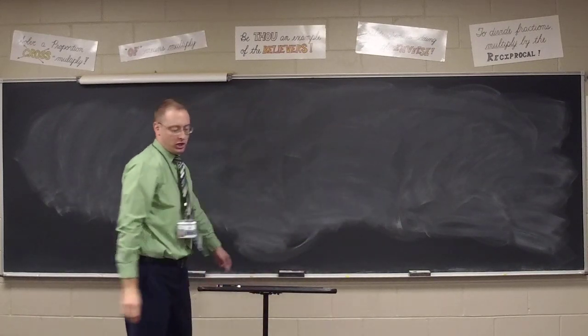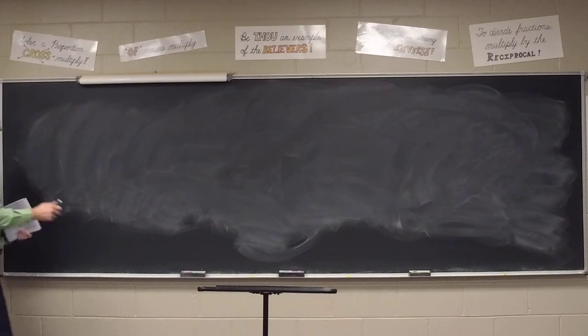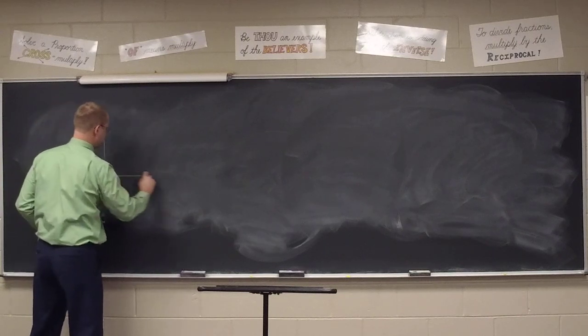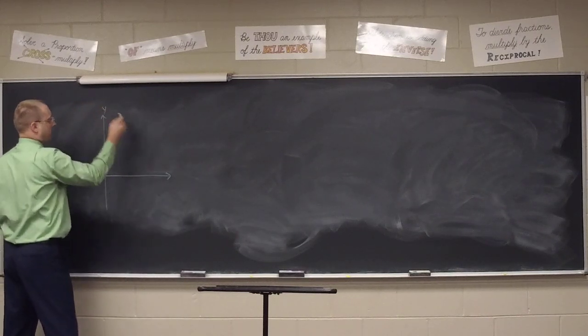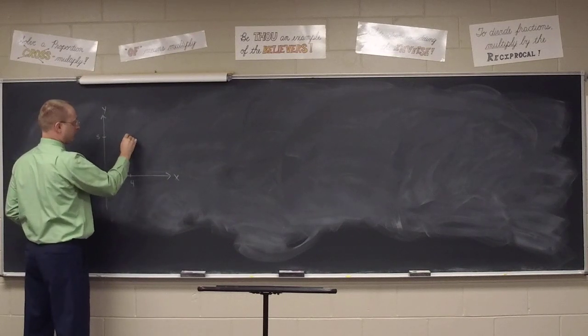But what if the angle's on the Cartesian plane? It's not in a triangle. For instance, you don't have to put this down yet, but let's suppose on the Cartesian plane, we have the point 4, 5. Okay?